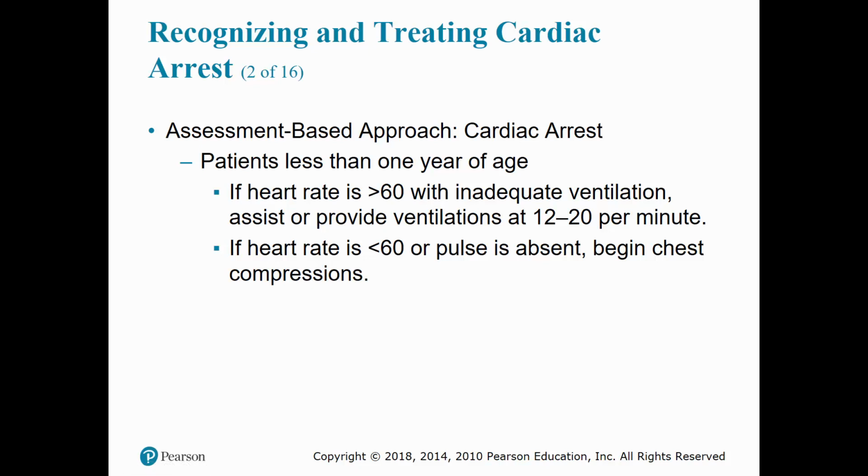For patients less than 1 year of age, if the heart rate is less than 60 with inadequate ventilation, assist or provide ventilations at 12 to 20 per minute. If the heart rate is greater than 60 with inadequate ventilations, just assist with ventilations at 12 to 20 a minute. If the heart rate is less than 60 or the pulse is absent, begin chest compressions immediately.